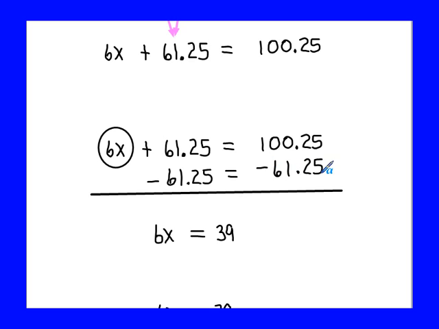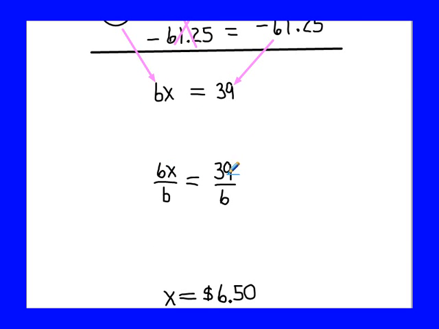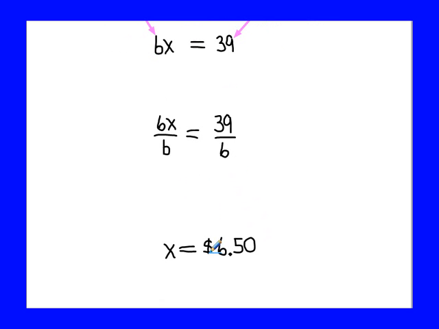So when I subtract 61.25 from both sides of the equation, the 6x comes down on the left side. And now here on the left side, the 61.25 cancel one another because they are additive inverses. On the right side, 100.25 minus 61.25 is 39. Now we know we need to divide each term of this equation by 6. After dividing each term by 6, x is equal to $6.50.